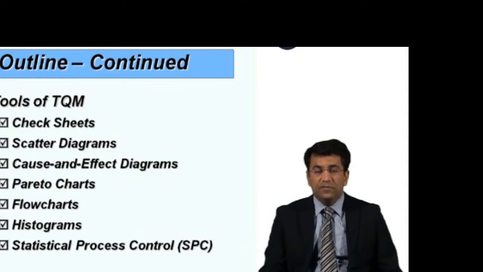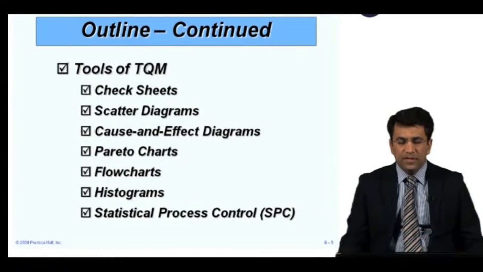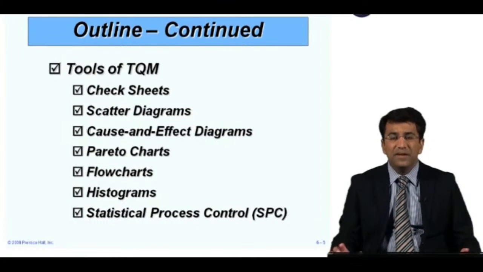Then flowcharts. Flowcharts are a very important tool to examine the activities of a particular process or operation in the organization. Histograms, again a very important diagrammatic distribution through which we can make very important decisions. Then again statistical process control, that is, how we can control our processes and operations by the application of statistics. So these are some of the points which we will discuss in today's lecture.